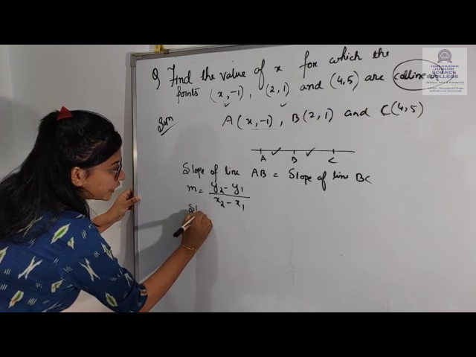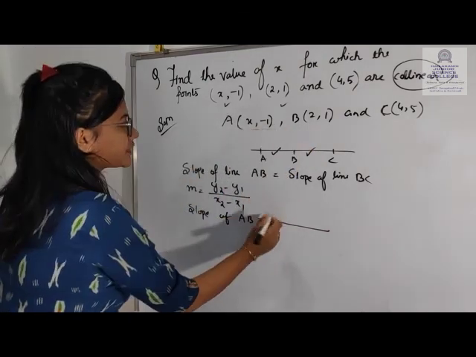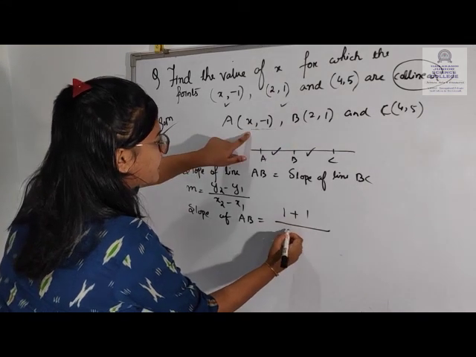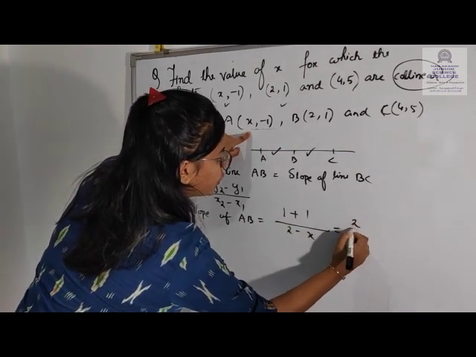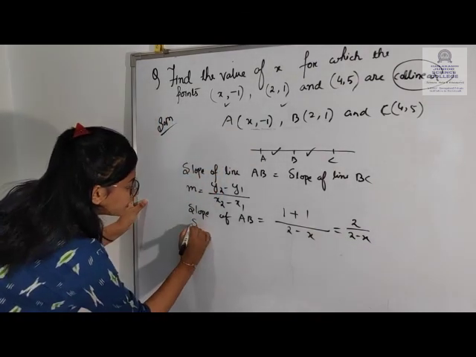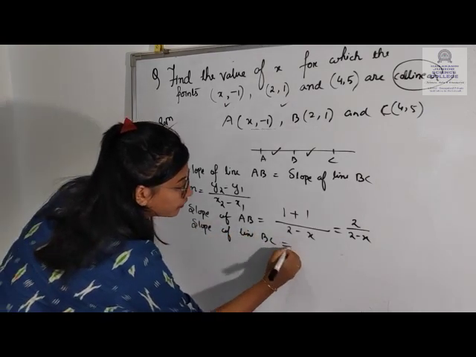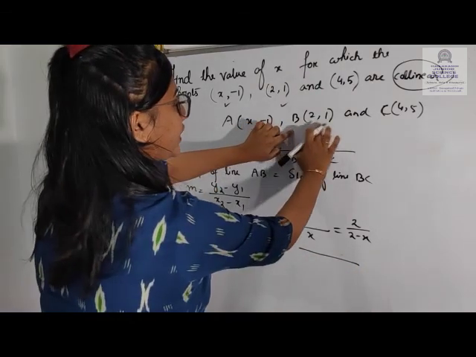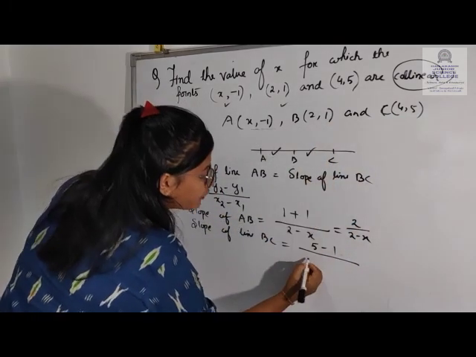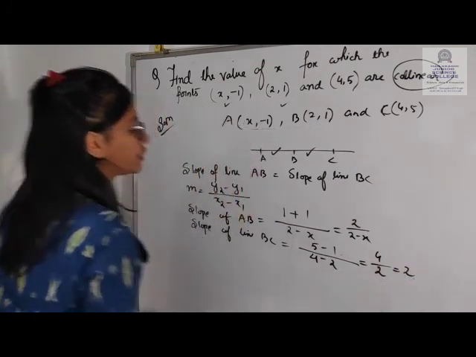So what is the slope of AB? Slope of AB will be (y2 minus y1), 1 plus 1, divided by (x2 minus x1), 2 minus x. So it is equal to 2 by (2 minus x). This is the slope of line AB. Now we will find the slope of line BC. The points given are 2, 1 and 4, 5. So y2 minus y1, 5 minus 1, divided by 4 minus 2. 5 minus 1 is 4 and 4 minus 2 is 2. The slope is 2.